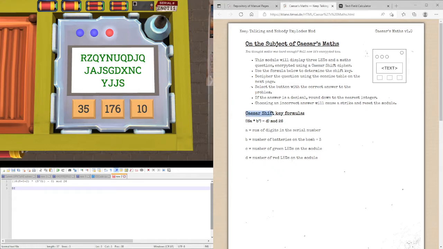So first let's calculate our Caesar shift using this formula. We're starting with 6 times the sum of the digits in the serial number, which is 1. Then we're going to be multiplying this by the entire quantity of number of batteries on the bottom plus 3. So we have 1, 2, 3, 4, 5, 6, plus 3 is 9. Raised to the power of the number of green LEDs on the module. We don't have any, so it's 0.